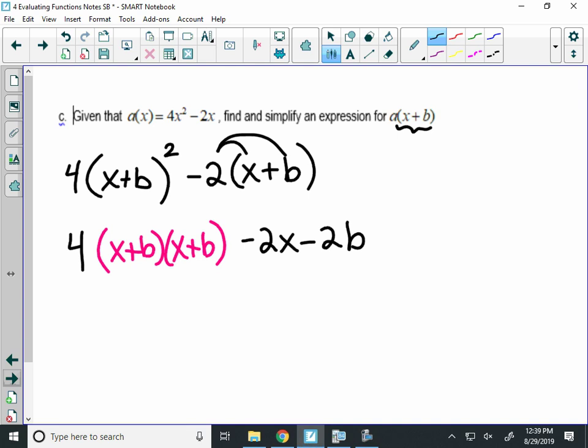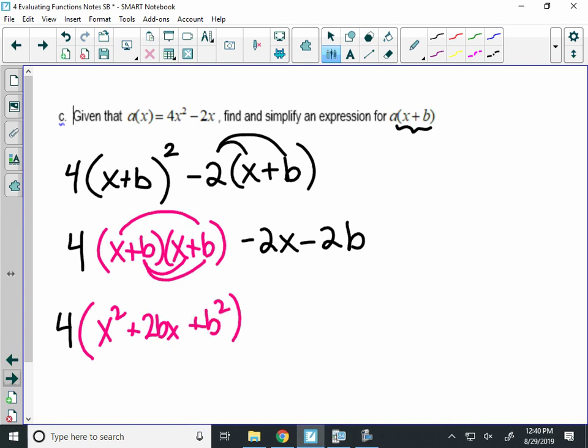All right. So that 4 comes in front. Let's FOIL. Let's distribute in like this pink part. And then the rest of it will be easy. It'll just be collecting like terms. So x times x is x squared. We have plus bx plus bx. How many bx's am I adding there? 2 of them. So plus 2bx and then b squared. So minus 2x minus 2b.